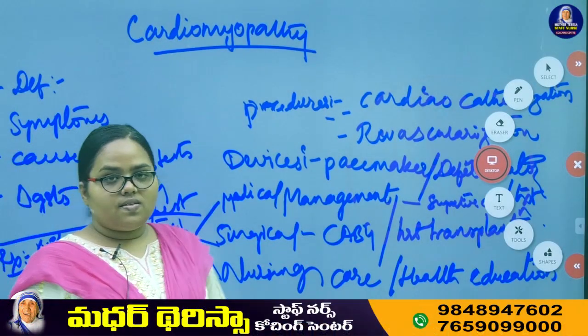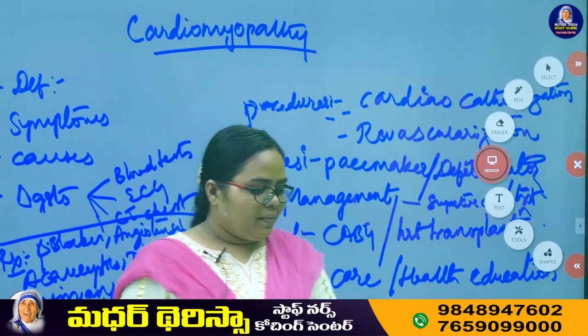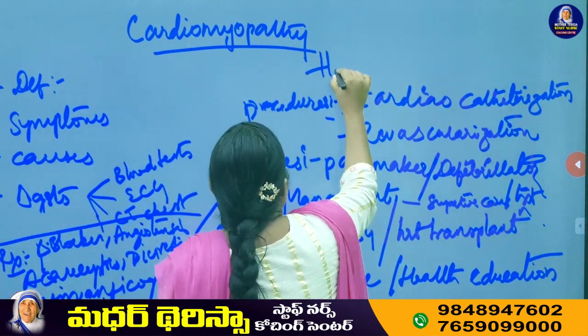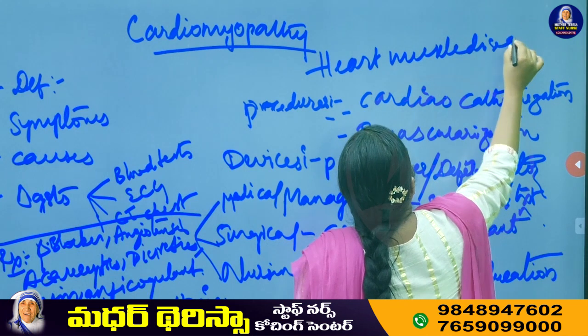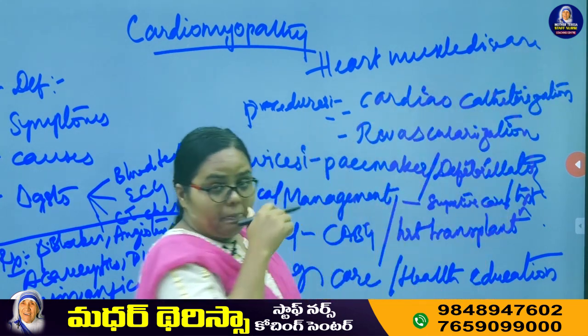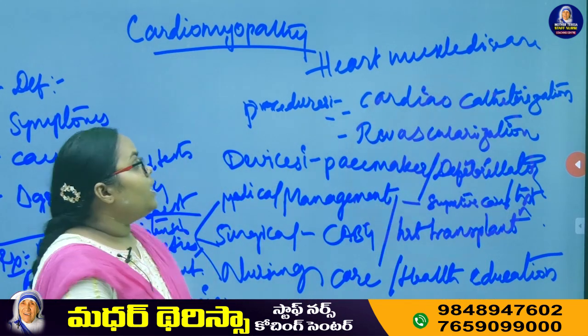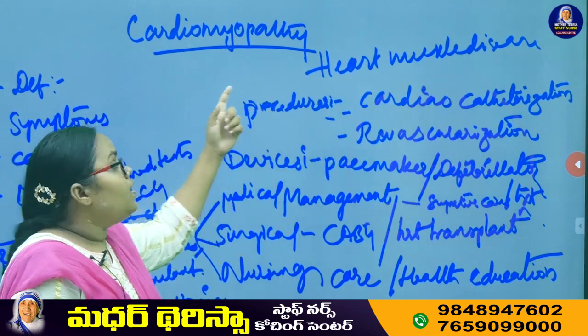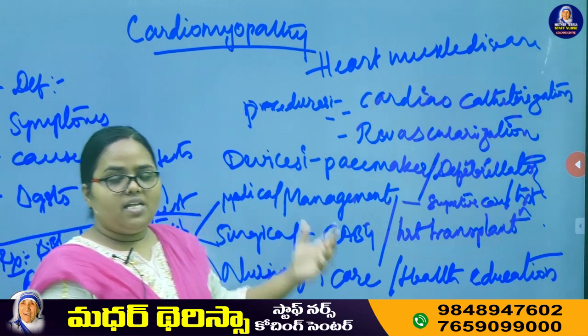Okay, the topic under discussion is cardiomyopathy. Cardiomyopathy is nothing but heart muscle disease, a disease which occurs in the muscle of the heart. Why does it occur in the muscle of the heart? What does it do? What problem does it make for the heart?